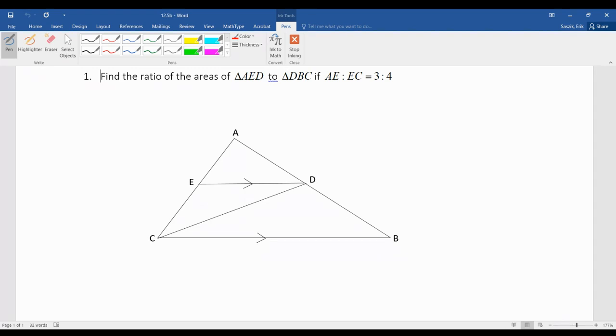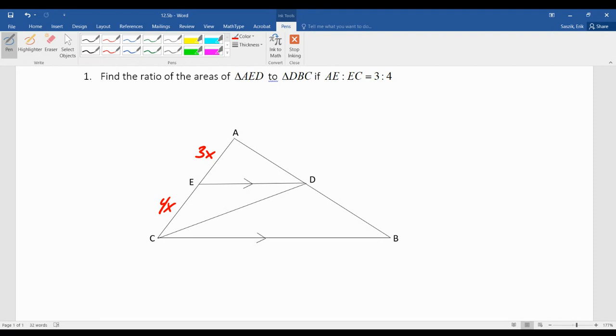Okay? So I'm going to go here. If you want to stop and try yourself, that'd be awesome. But let's take a look here. AE to EC is 3 to 4. I don't know what the lengths are, but I know it's 3 to 4. What you're looking for with a lot of these problems is shared height or shared base, same height, something like that. And sometimes similarity, but there are different things you've got to look for here. Let's see what we can do.